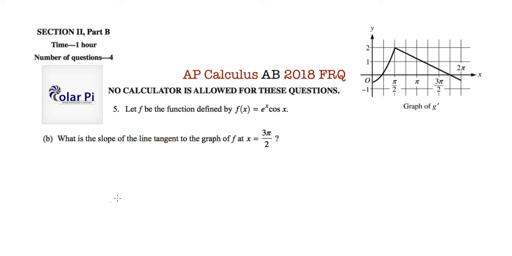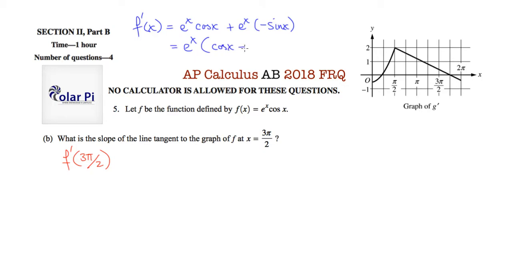Part B says, what is the slope of the tangent line to the graph of f at x equals 3 pi over 2? So it's just asking us for f prime of 3 pi over 2, right? That's all it's saying. First, let's find f prime. Since this is a product, we have to use the product rule to find f prime. f prime of x is equal to, by the product rule, e to the x times cosine x, plus e to the x times negative sine x. And we can write it a bit simplified as e to the x times cosine x minus sine x.